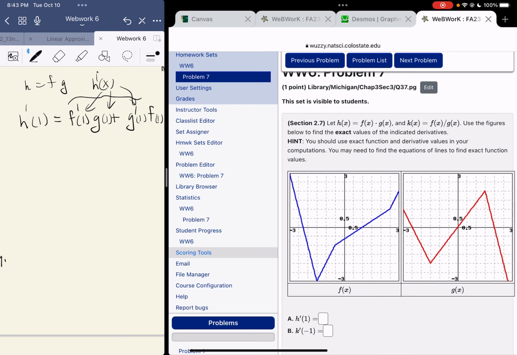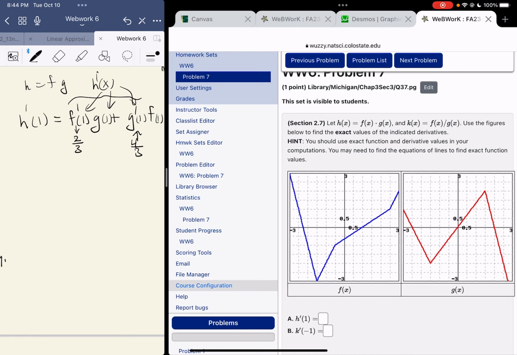We need to figure out f prime at 1. So I look at my blue curve f, and at 1, I have to figure out the slope of that line. It looks like it goes over 3 and up 2. I got that from looking at the graph. G prime at 1 looks like it goes over 3 and up 4. Whereas g at 1, I just have to read off g at 1. It looks like it's about 0.75.